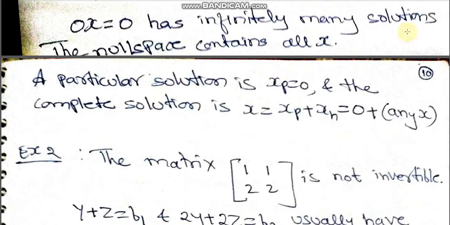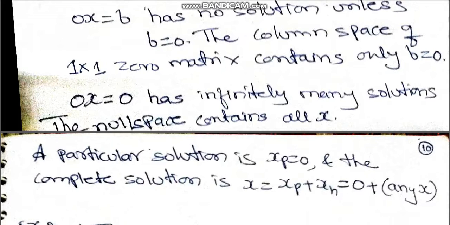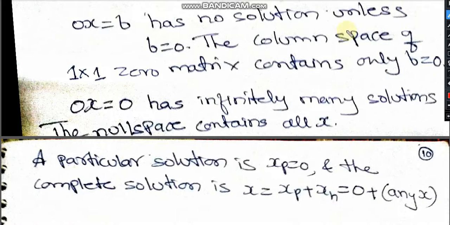So here, what will be the complete solution? Here you had one possibility, that is 0x equals b, so I can say a particular solution xp is equal to 0. What will be the solution for this? That is xp equals 0. And for the complete solution, when I solve 0x equals 0, this is your null space, and that contains all the x.